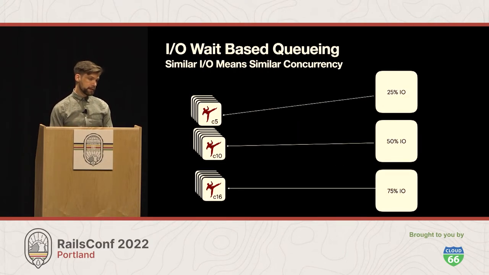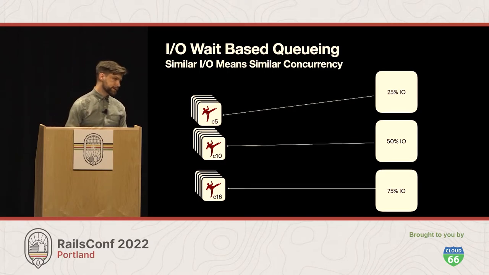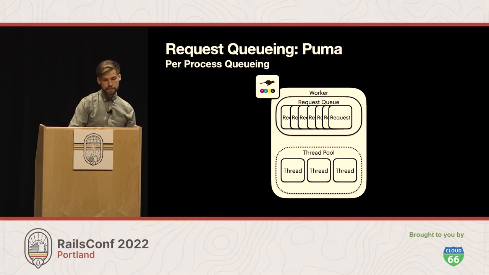We should also consider the I/O wait time because we want to balance those queues and their concurrency. So this is, again, just a representation of that chart, but a concurrency of 5 could be for a queue that has 25% I/O wait time, and all the way up to 16 concurrency for 75% wait time.